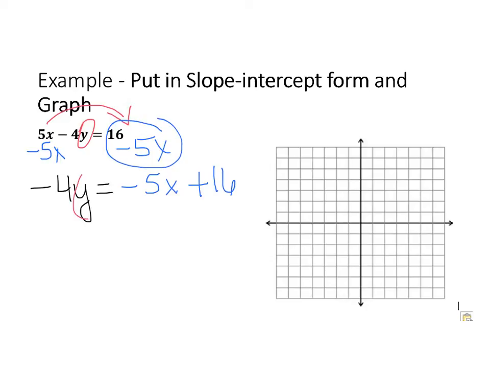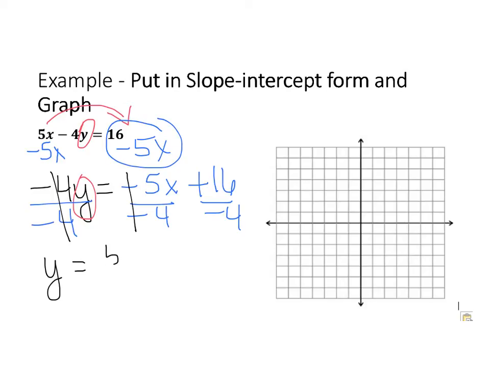Now you're still looking to get this y by itself, to get it in slope-intercept form. So what you need to do is get rid of that multiplication by negative 4 with division. We're going to divide every term all the way across. When that happens, our 4s cancel out and we're left with y, and our negatives cancel out. Gives us 5 over 4 x, and this is a negative 4. Now it's in slope-intercept form, and we can use slope-intercept form to graph our line.